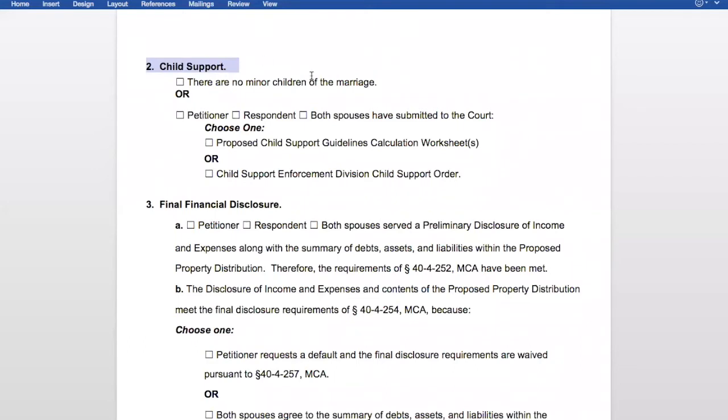Part 2 asks about child support. You will check who submitted child support to the court and whether it's a child support worksheet that you or your spouse did on your own or a child support order created by the Child Support Enforcement Division.